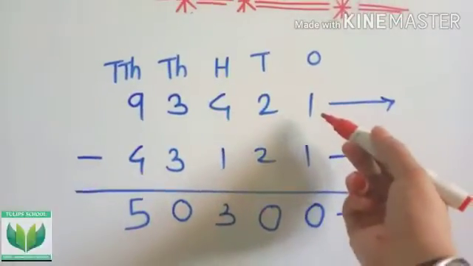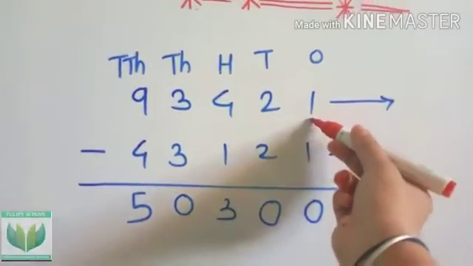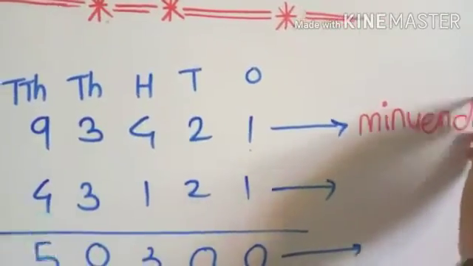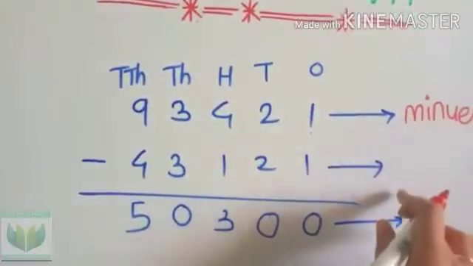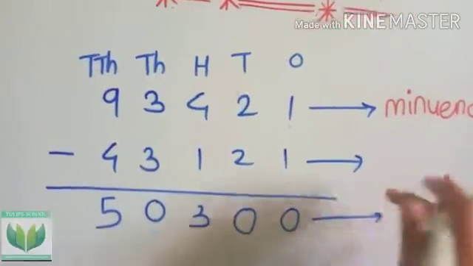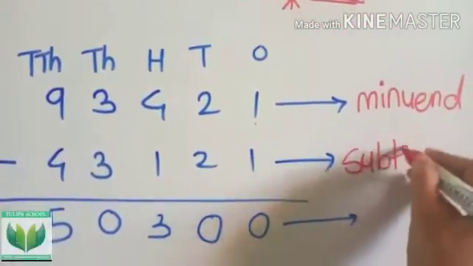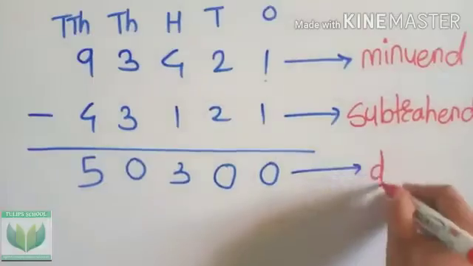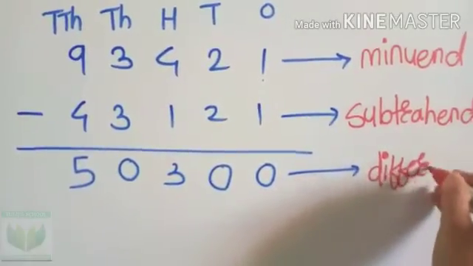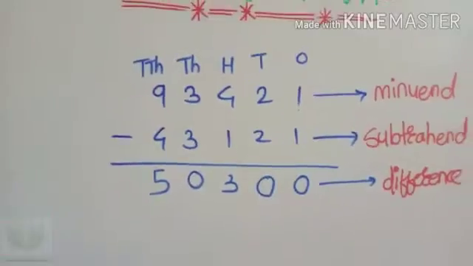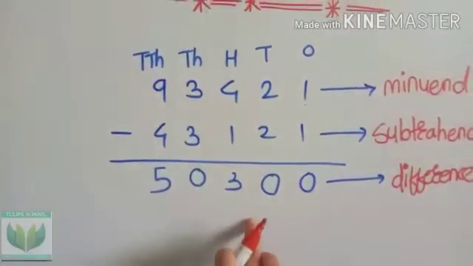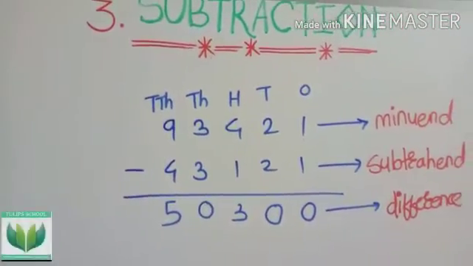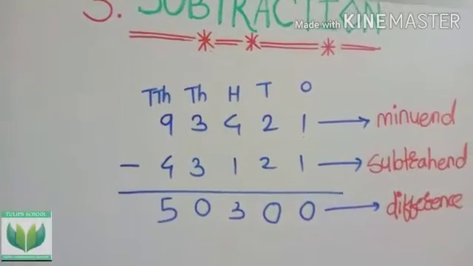When we subtract the smaller number from the bigger number, this big number is called the minuend. The number we are subtracting is called the subtrahend. Now from both of them we get the difference. Minuend, subtrahend, and now we get the difference. Now, the first point in this subtraction lesson is subtraction of 5-digit numbers without regrouping.